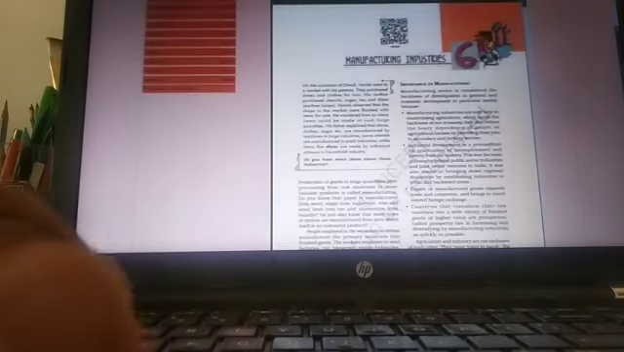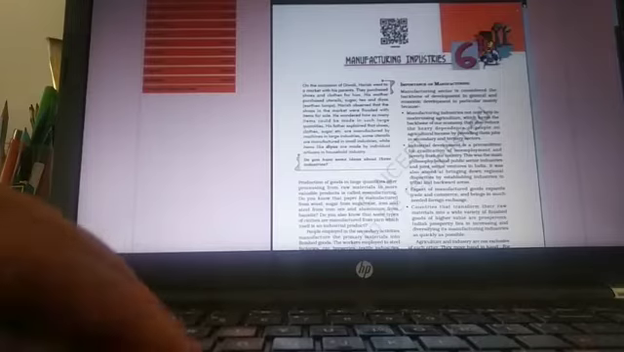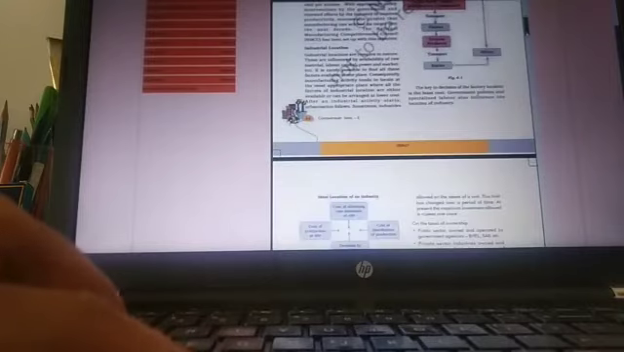Good morning, students. We've been looking into the chapter of manufacturing industries, right? Today we look into the topic of industrial location and why it is very important.